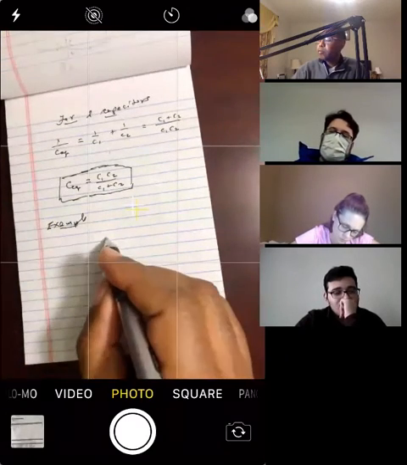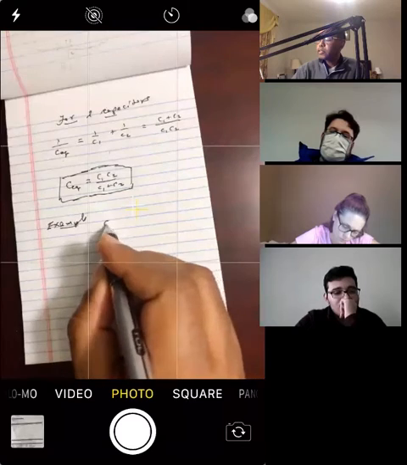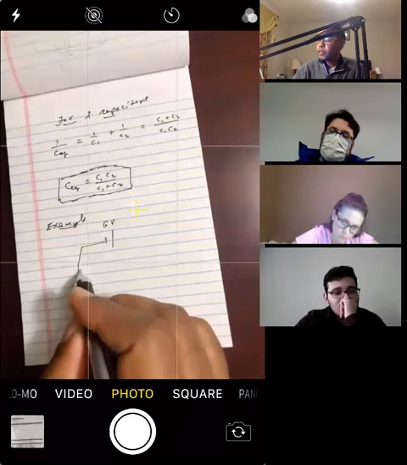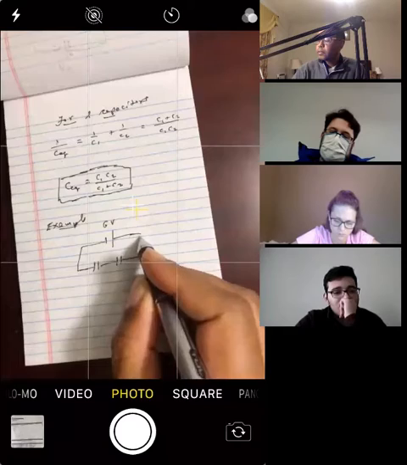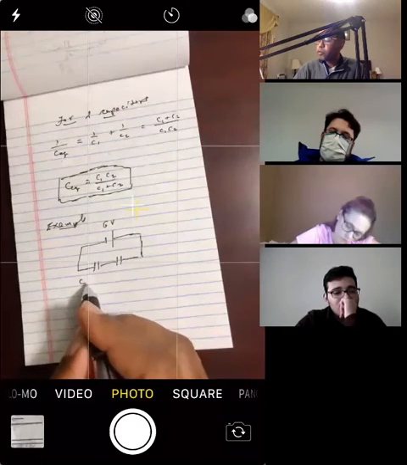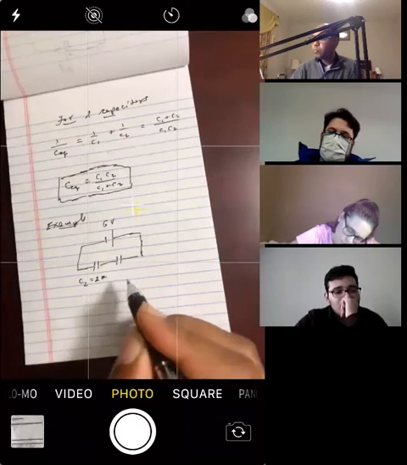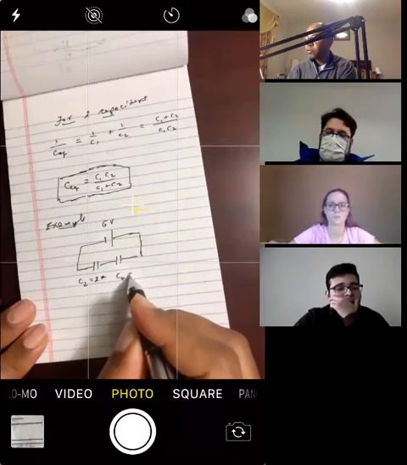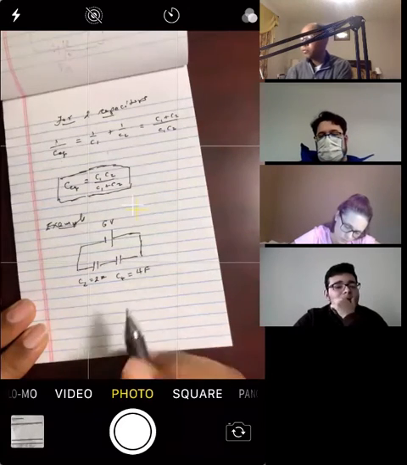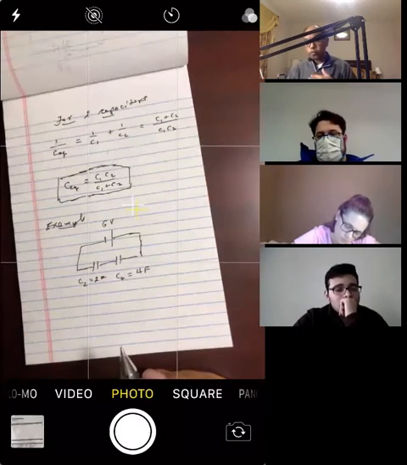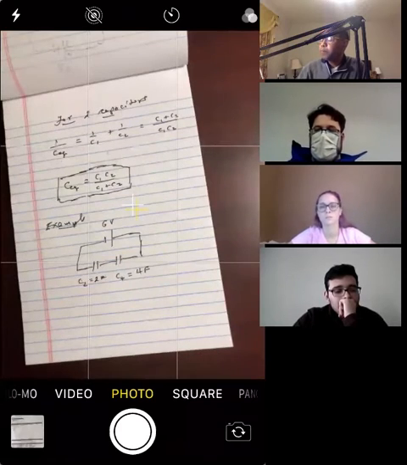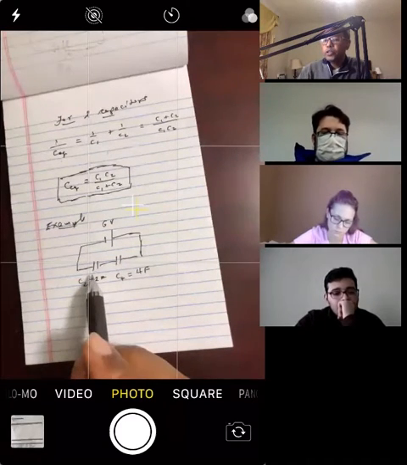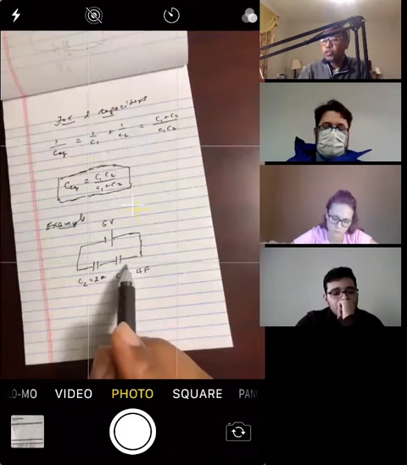Let's say we have the same thing over here. This is 6 volt over here, but this time they're connected in series like this. Let's say this is 2 farad. The C4 is 4 farad. By the way, I don't think I mentioned the unit of capacitance is called farad, after Michael Faraday.